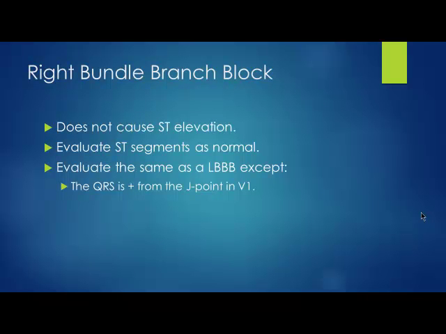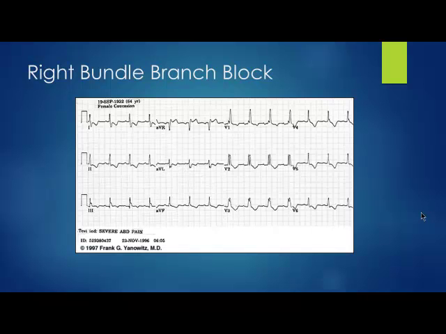Alright, what about your right bundle branch? Does not cause ST elevation. You will probably evaluate the ST segments as normal, but look at your J point, and if you've got a positive QRS from that J point and other indications of it, then it's going to be right.